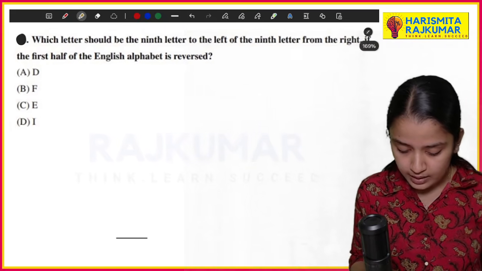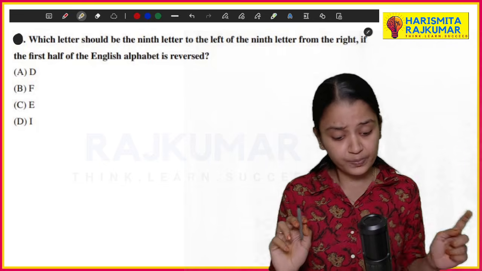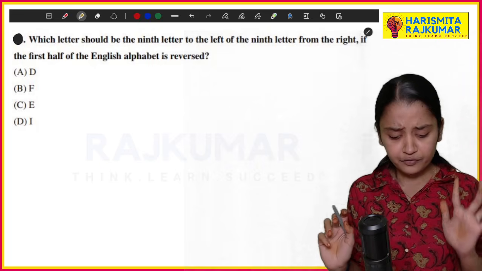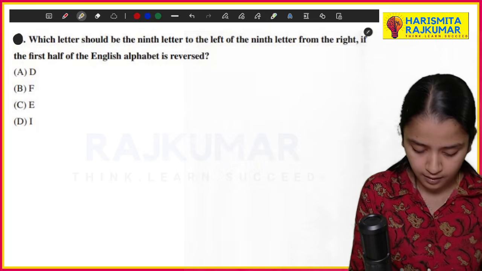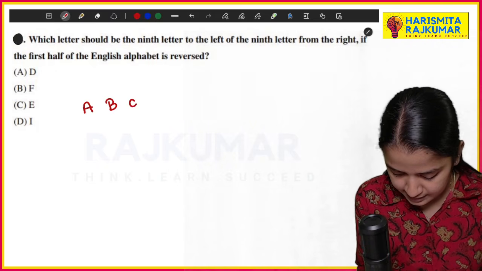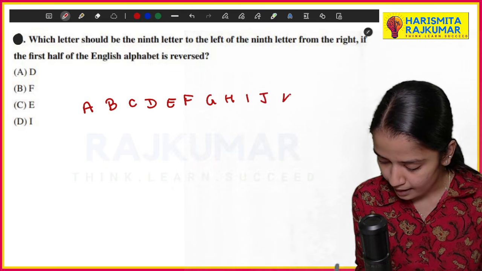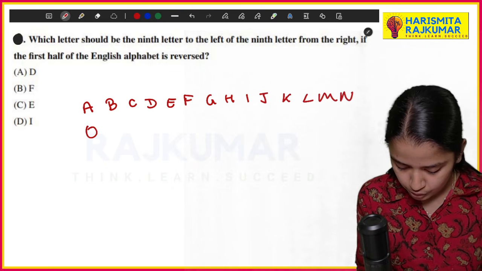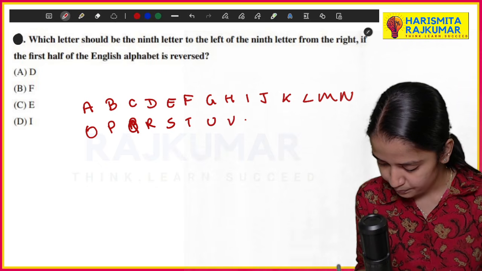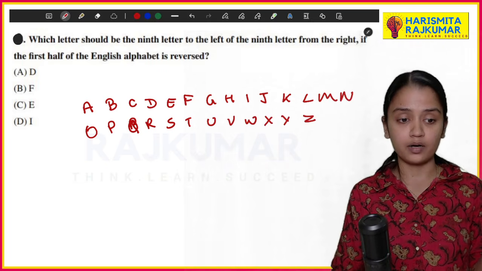So which letter will come in the 9th place? Which letter would be the 9th letter to the left of the 9th letter from the right, if the first half of the alphabet is rearranged? So let me write the alphabet: A, B, C, D, E, F, G, H, I, J, K, L, M, N, O, P, Q, R, S, T, U, V, W, X, Y, Z. So here, what is the half of the number? Okay, let us see that.